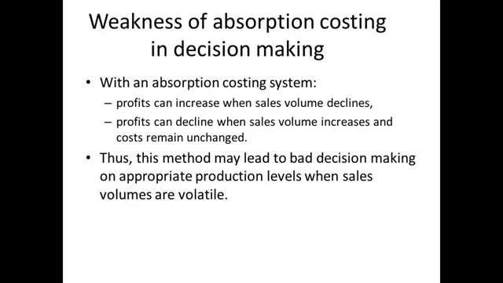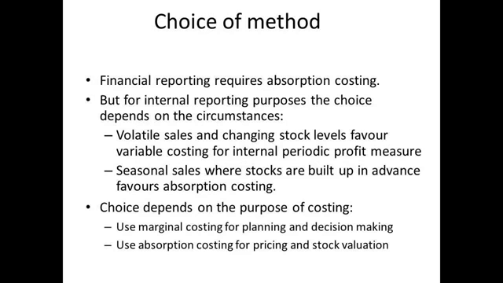The weaknesses include profits appearing to increase even when sales may be decreasing, and vice versa. That can lead to poor decision making. Financial reporting requires absorption costing, but internal reporting may choose to be in marginal costing. Essentially, for planning and taking decisions, then marginal costing is preferred, but for pricing and inventory valuation, then absorption costing is preferred.